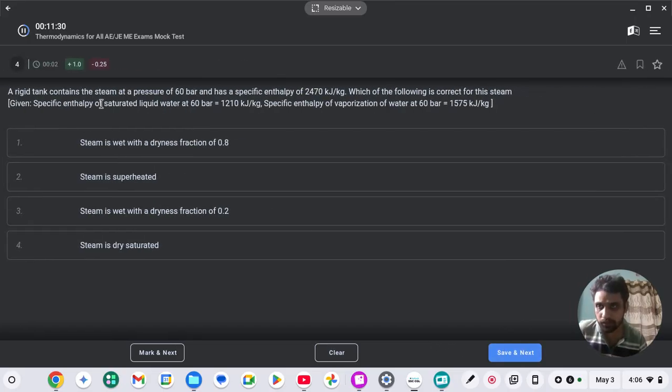A rigid tank contains steam at a pressure of 60 bar and a specific enthalpy of this. Which of the following is correct for this steam? Given the specific enthalpy of saturated liquid water at this pressure is this, and the specific enthalpy of saturated water vapor at this pressure is this. So we have to find what is correct for this steam. A rigid tank contains steam at a pressure of 60 bar and has a specific enthalpy of this. Which of the following is correct for this given enthalpy of saturated liquid water at 60 bar?